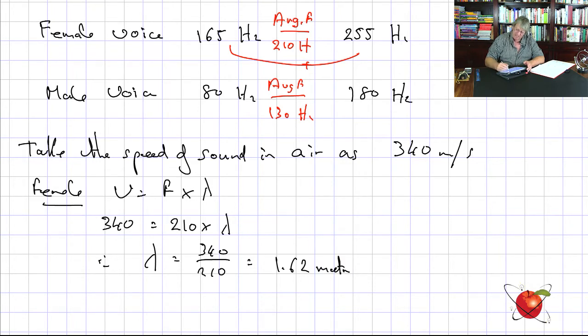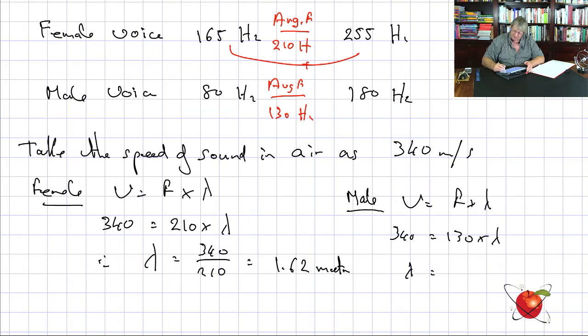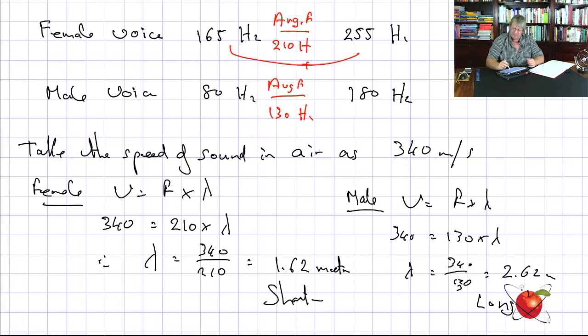Let's look at the male voice. Velocity is equal to frequency times lambda again. 340 is equal to 130 times lambda. Therefore, lambda is 340 over 130, which is equal to 2.62 meters. So you can see it's longer, shorter.